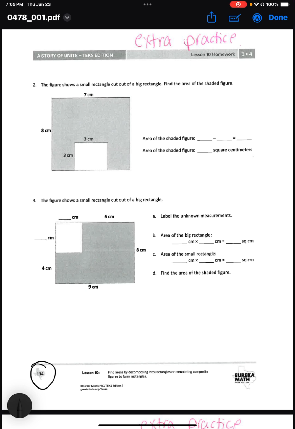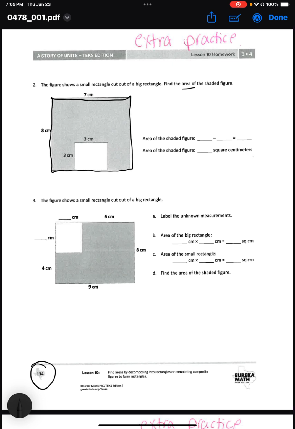When we're talking about area, we're asking ourselves, how much space does this shape take up? An area is measured in square units. How many squares of a specific size does it take to cover this space? For number 2, the first thing we need to find is going to be the area of the entire shape.